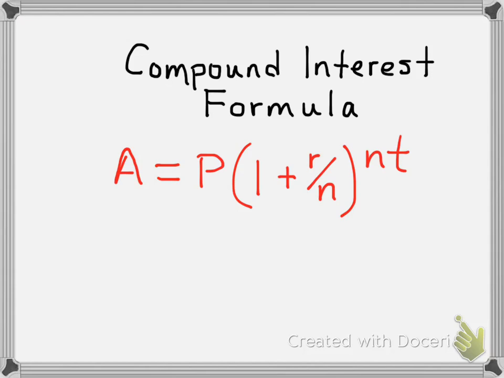One such formula is called the compound interest formula, and it can be used, for example, to calculate the balance or the money that's accrued in one's savings account. The formula looks like this. A equals P times quantity 1 plus r divided by n raised to the power of n times t.